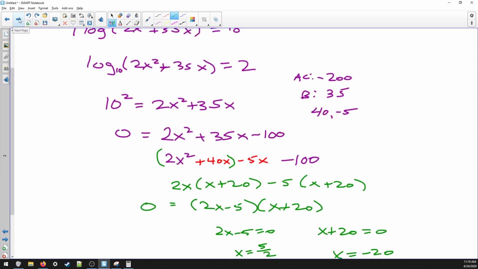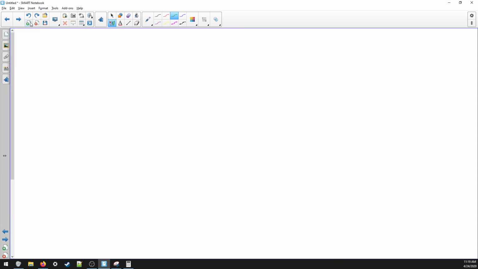If I were to do this, let me give myself a fresh screen, and say log base 2 of negative 4, and say that is equal to what? If I ask that question, this is something that actually does not have an answer. I can't solve this, and here's why.